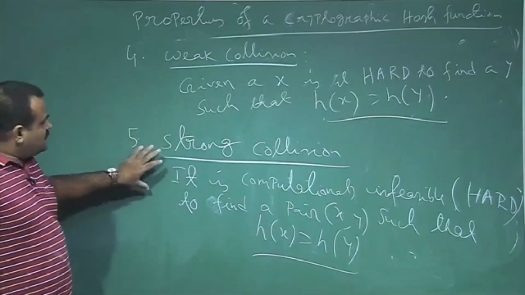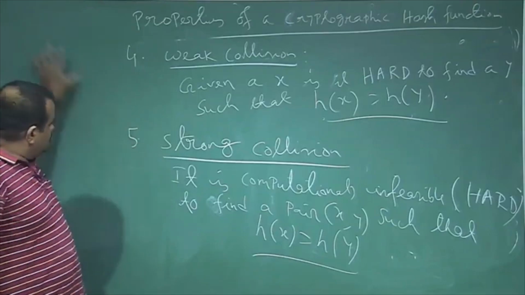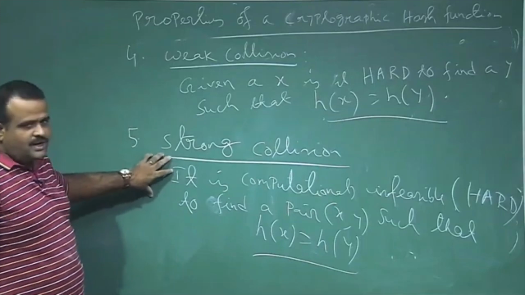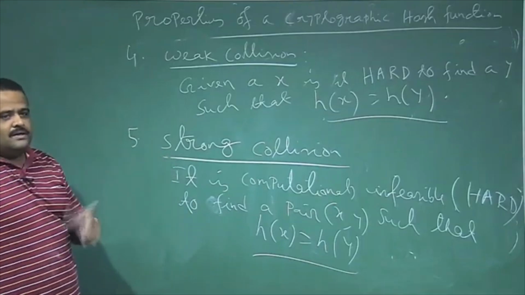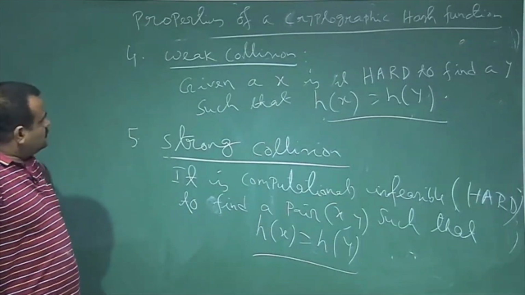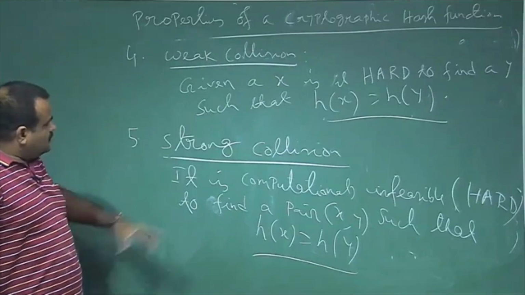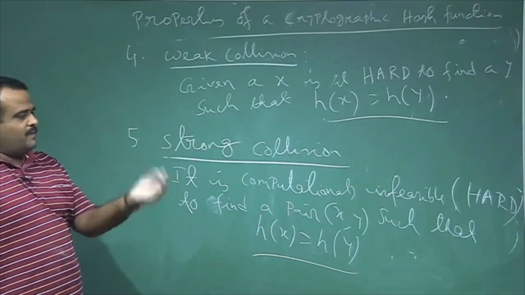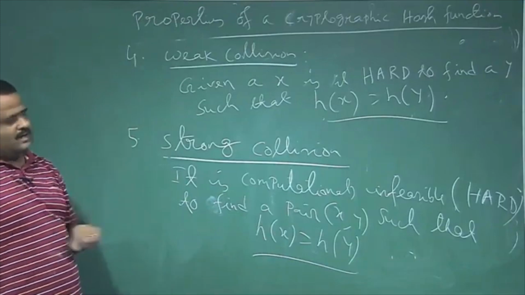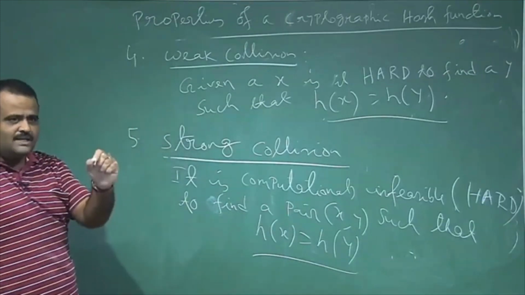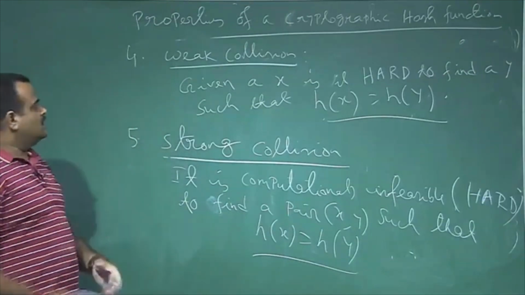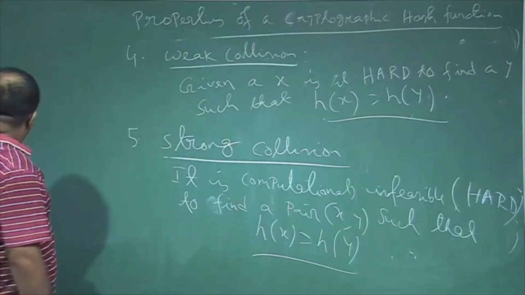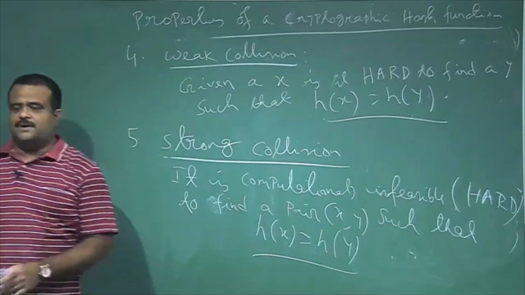So, if a hash function is satisfying the earlier 3 properties and this property, then it is called a strong hash function. This is the strong collision property. Strong collision property means it is very difficult, it is hard to get a pair x, y such that they are colliding, and weak collision is we are given an x, we have to get a y such that they are colliding. Okay, so these are the properties our hash function should have.